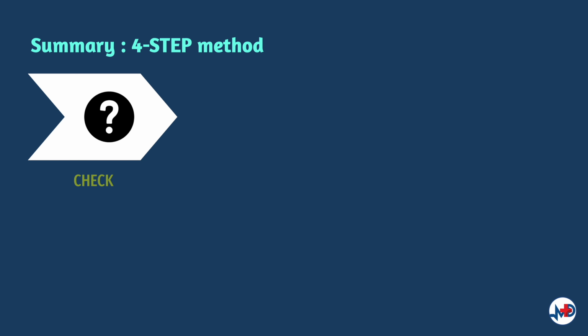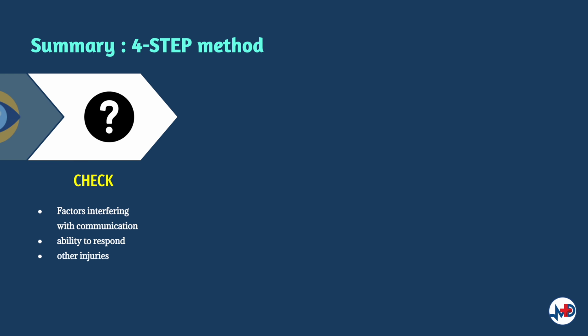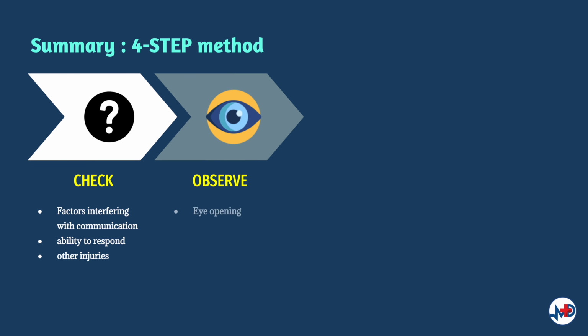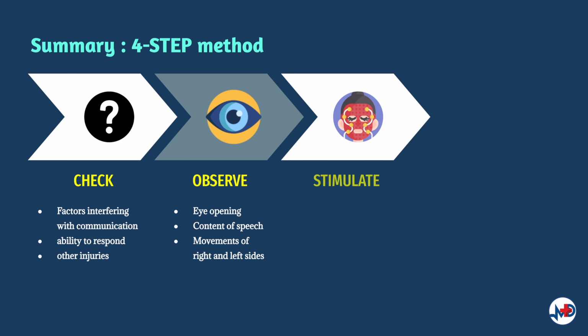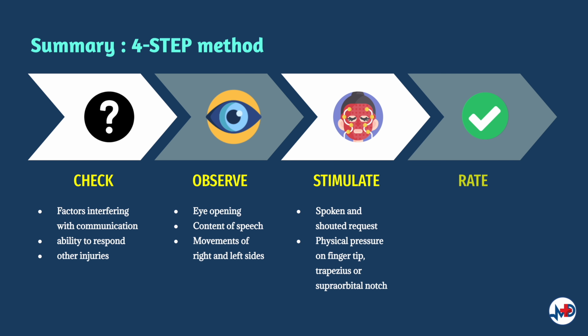Finally, to recap, the GCS assessment aid has 4 steps to the assessment process. Remember to check, followed by observe, stimulate, and finally rate. The assessor should evaluate each of the subscales as listed in the assessment aid. Each subscale here has several components, and based on the level of consciousness, a score is assigned.